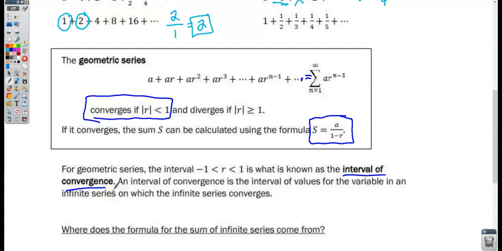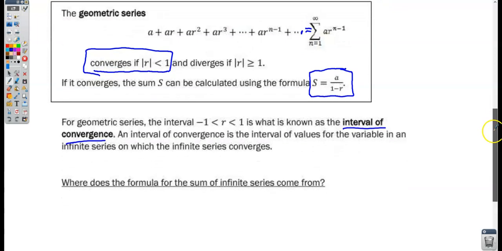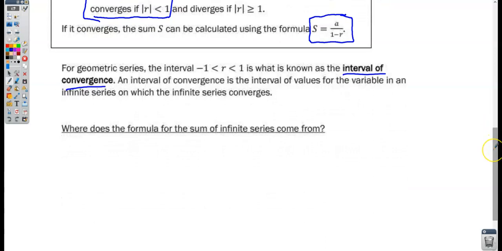All right? So next, where does this formula for the sum of an infinite series come from, once I know that it is an infinite series?